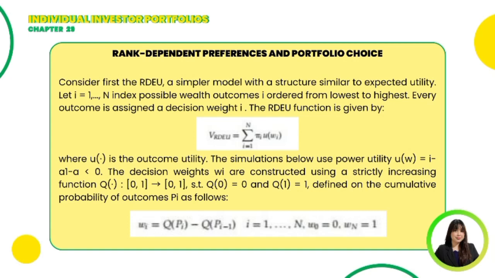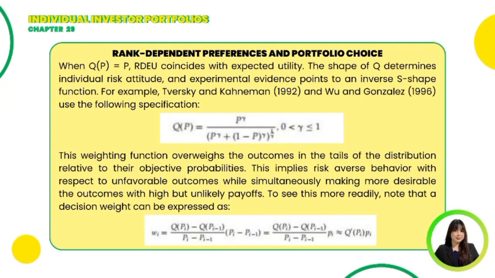Let i equal 1 through n index the possible outcomes, ordered from lowest to highest. Every outcome is assigned a decision weight w_i. The RDEU function is given by this equation, where u is the outcome utility. The simulations below use power utility. The decision weights w_i are constructed using a strictly increasing function q, defined on the cumulative probability of outcomes p_i, as follows by this formula. When q(P) is equal to P, RDEU coincides with expected utility.